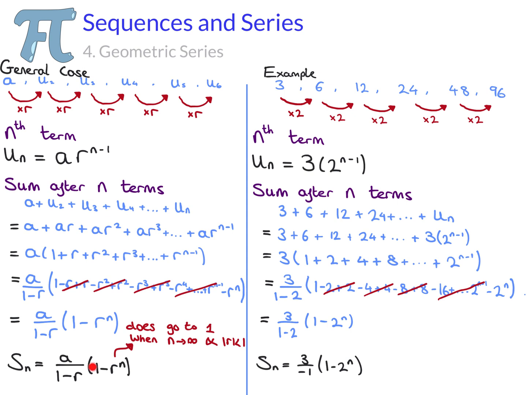This term here does indeed go to just 1, as we predicted, when the modulus of r is less than 1 and n is infinite. And so under this condition, the infinite sum of a geometric series with first term a and ratio r can be just written as a over 1 minus r.